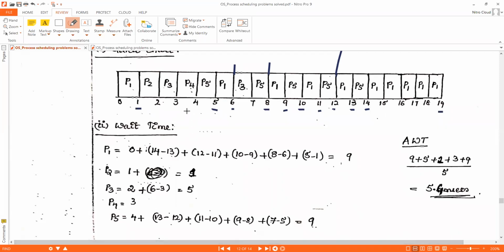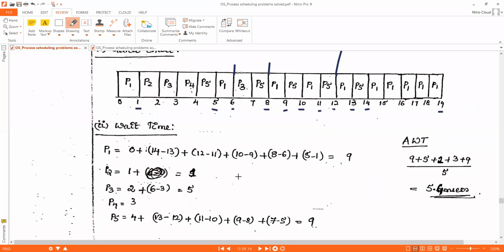Next, process 5. Process 5's initial allotted time is 4 milliseconds minus its arrival time, 0. 4 minus 0 is 4, plus process 5's last allotted time, 13, minus its previous preempted time, 12. 13 minus 12 plus 11 minus 10 plus 9 minus 8 plus 7 minus 5 is the total waiting time for process 5, that is 9 milliseconds we will get.